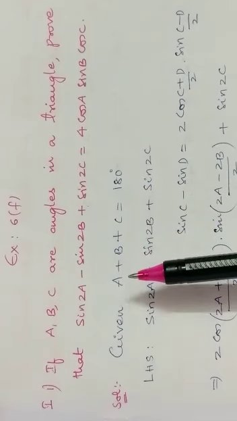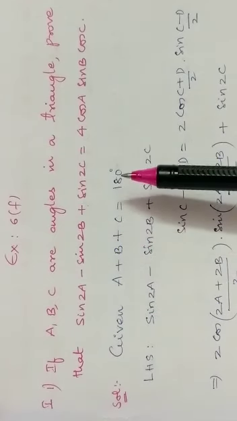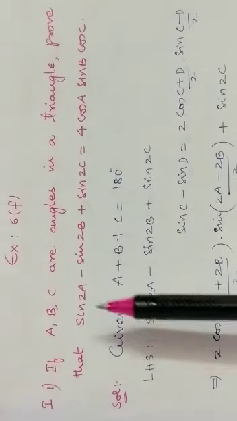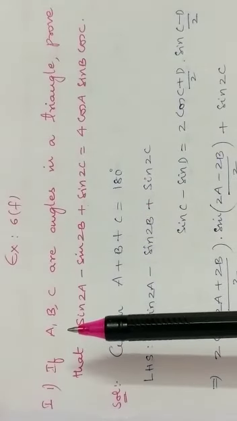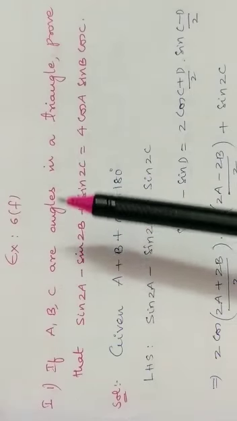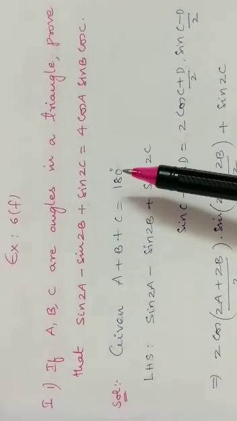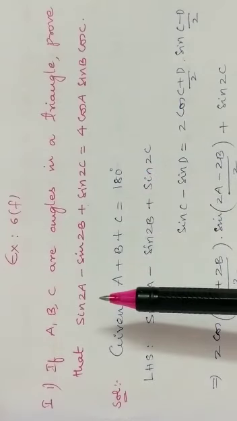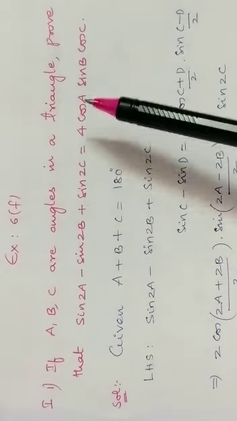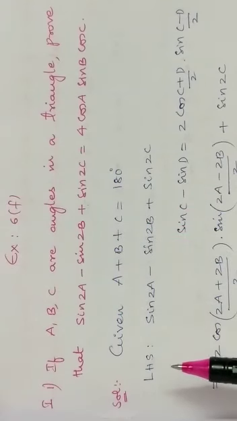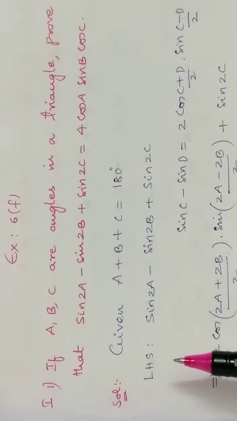So, A plus B plus C equal to 180. How we got this? In the problem, it is given A, B, C are angles in a triangle. So, sum of three angles is 180. We have to prove LHS equal to RHS. So, I have taken LHS. I shall prove this is equal to RHS.